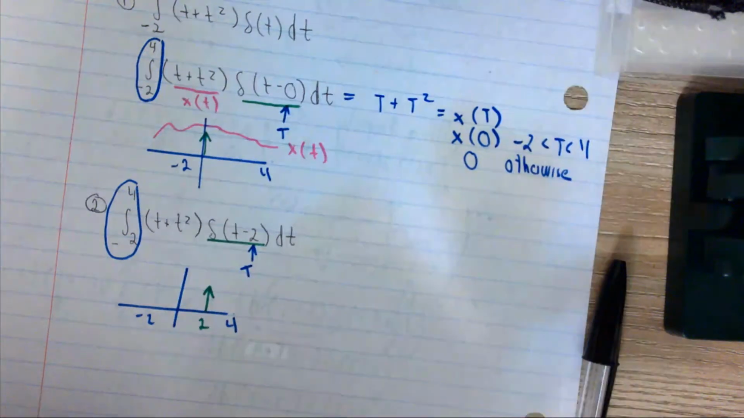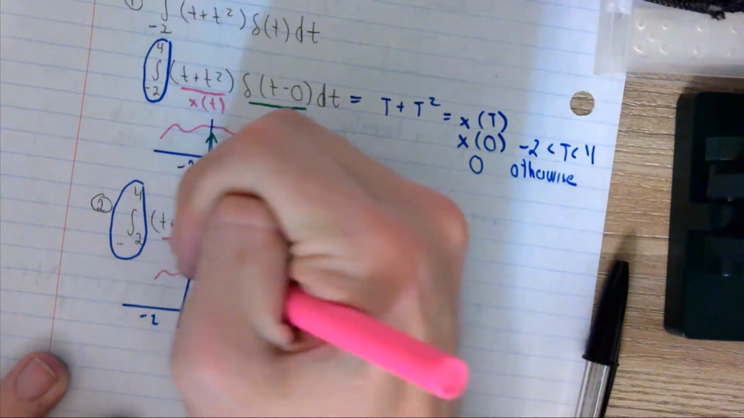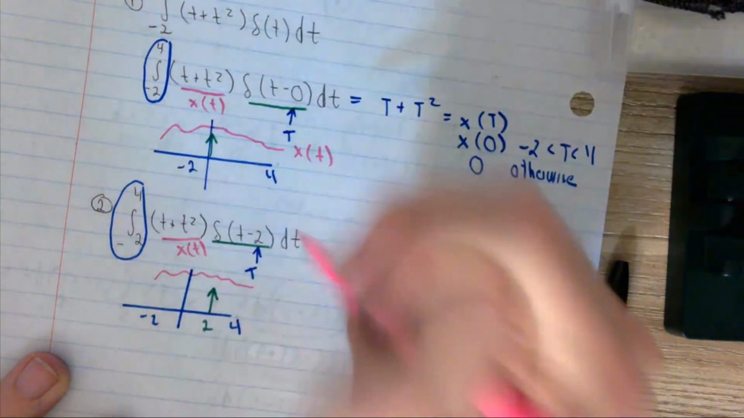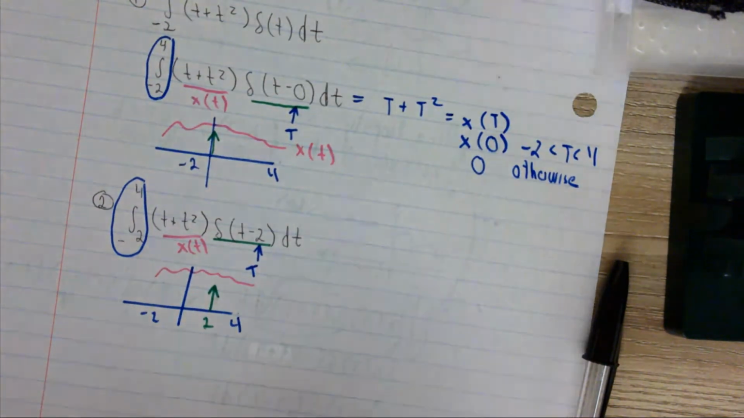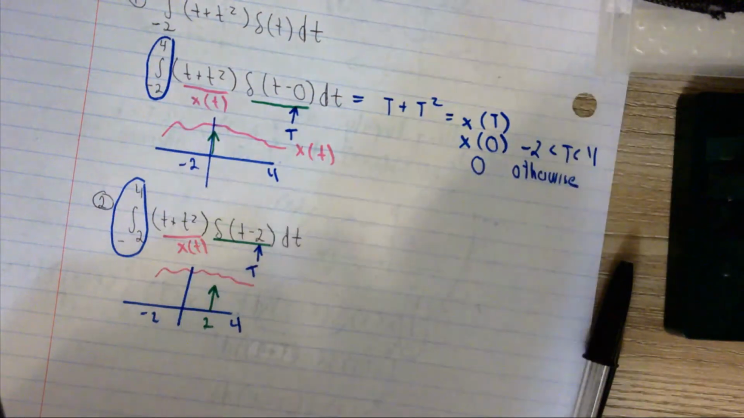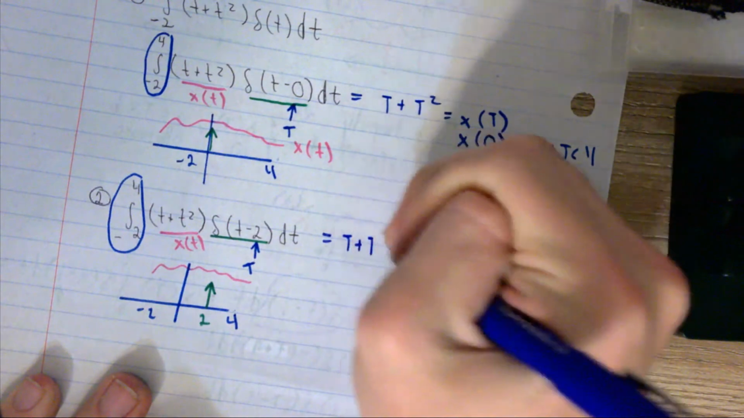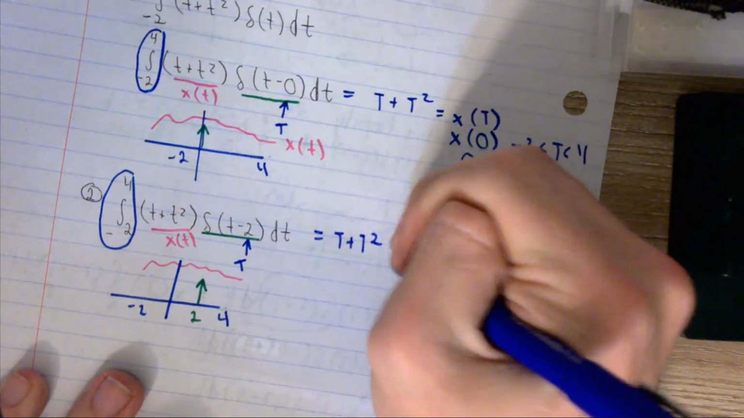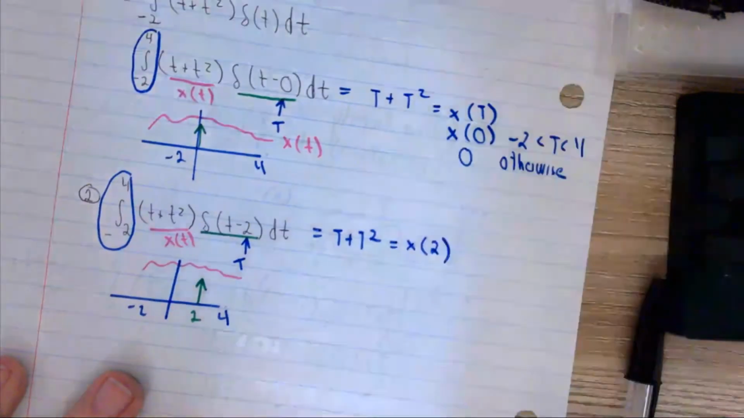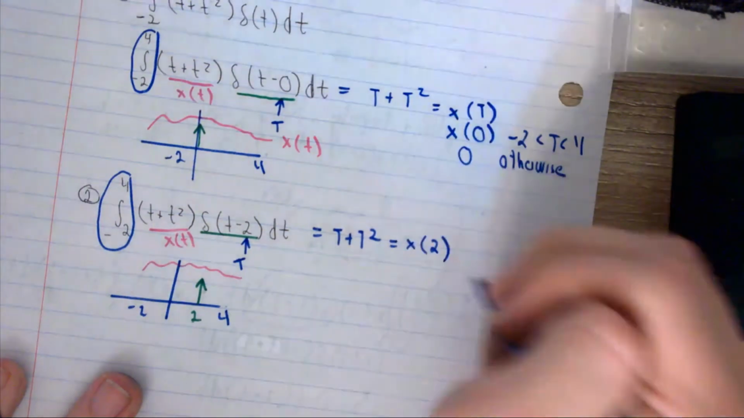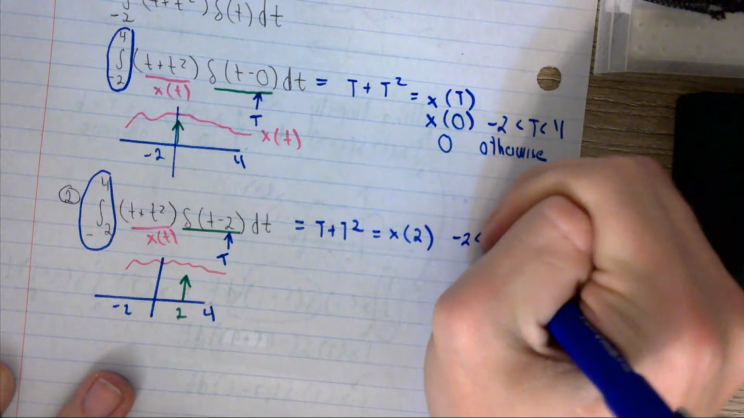And we don't care what our t plus t squared looks like. It's just our x of t. But we can tell that it will count, since the unit impulse occurs at this point. Remember from the sifting property, this is going to be t plus t squared evaluated when t is 2. Substituting it back in, this holds between negative 2 and 4, and 0 otherwise.